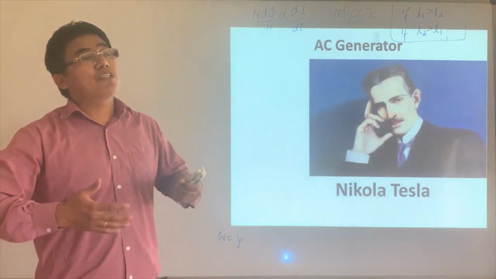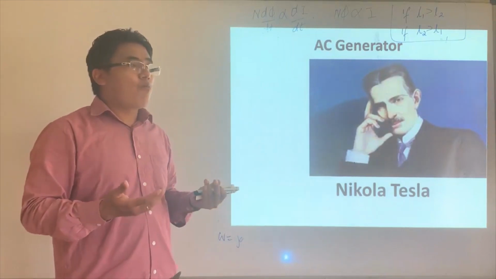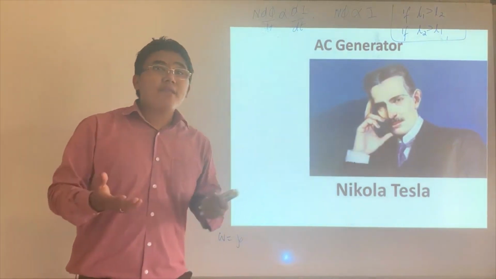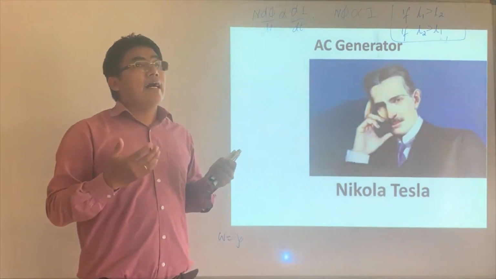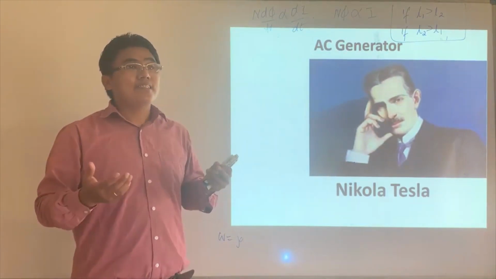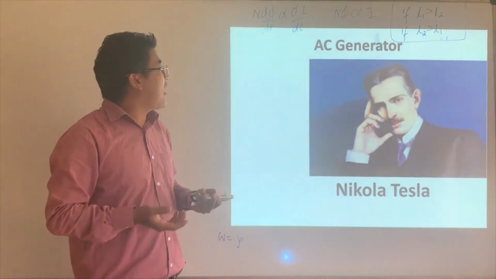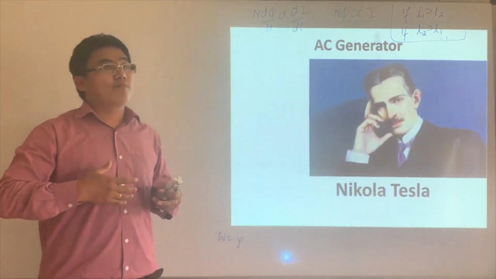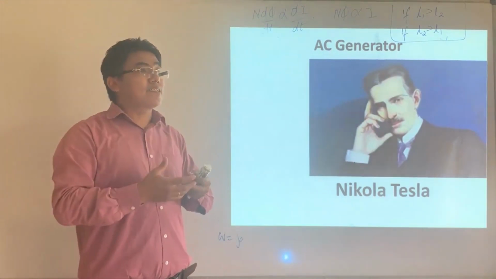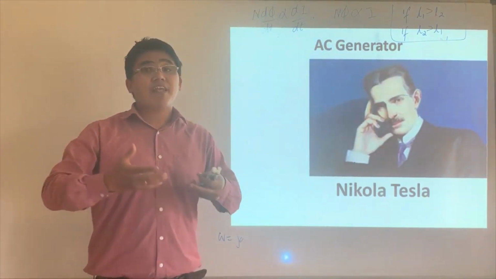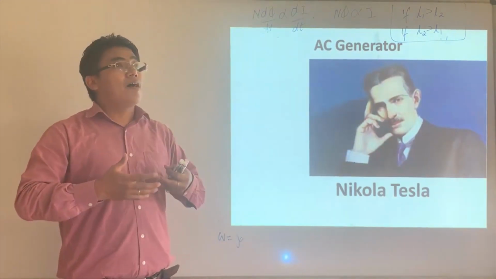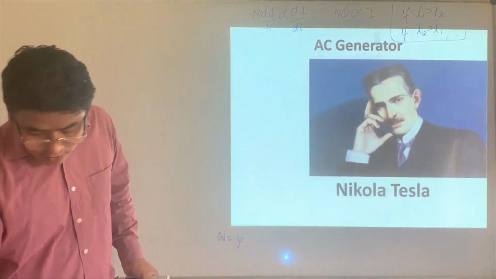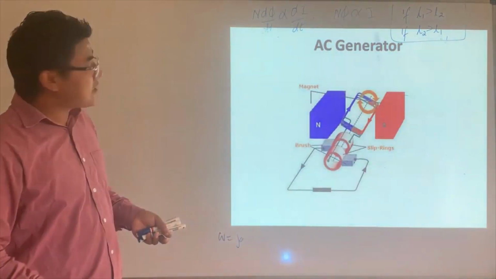Nowadays we are able to generate 100 megawatts of power using an AC generator. Maybe 90% of electrical energy is normally generated by AC generators. So it is very, very significant, right? It means the results of the findings of Faraday and Henry were put to use by Nikola Tesla, so he was able to produce a huge amount of power. So this is AC generators.